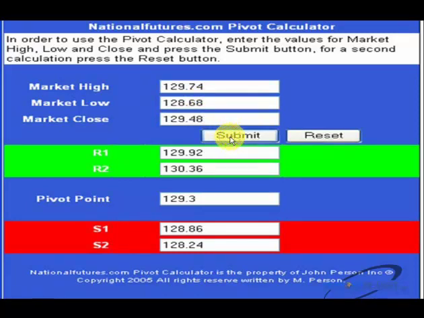If you want to do a market that's not covered, at least in my advisory service, or if you're looking for an exotic cross, then you can formulate and look for your own pivot number. You have your R1, your R2, your pivot point, S1 and S2. And that can be found at nationalfutures.com. That's www.nationalfutures.com.